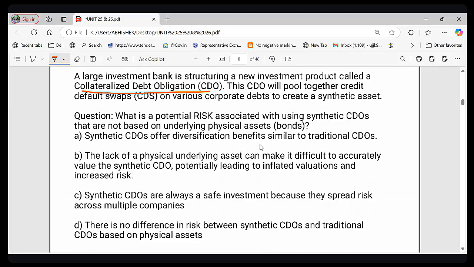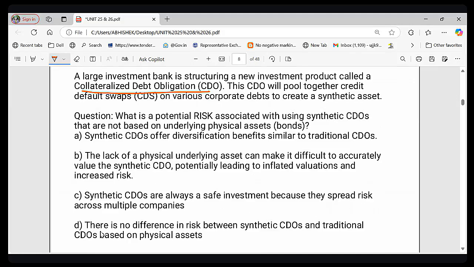Option B, the lack of a physical underlying asset can make it difficult to accurately value the synthetic CDO, potentially leading to inflated valuation and increased risk. Option C, synthetic CDOs are always a safe investment because they spread risk across multiple companies. Option D, there is no difference in risk between synthetic CDO and traditional CDO.